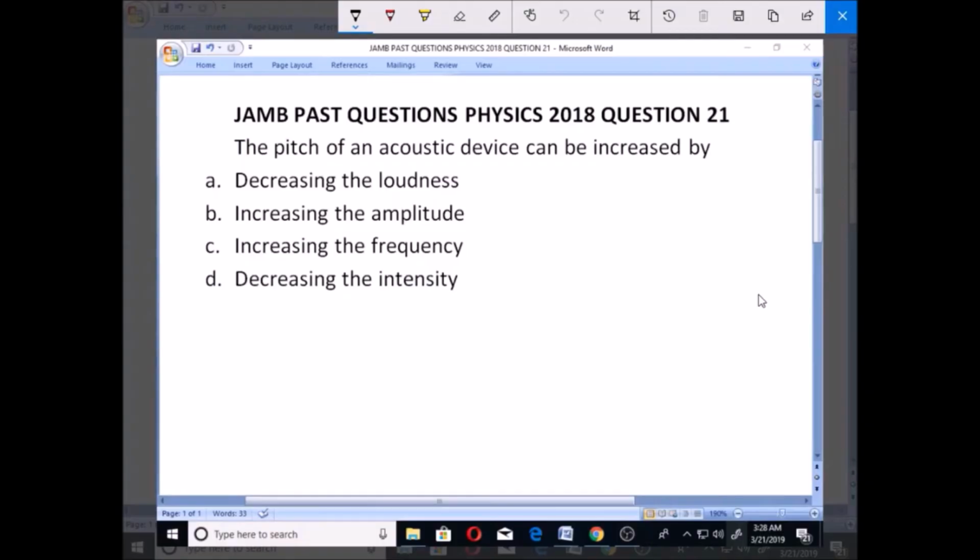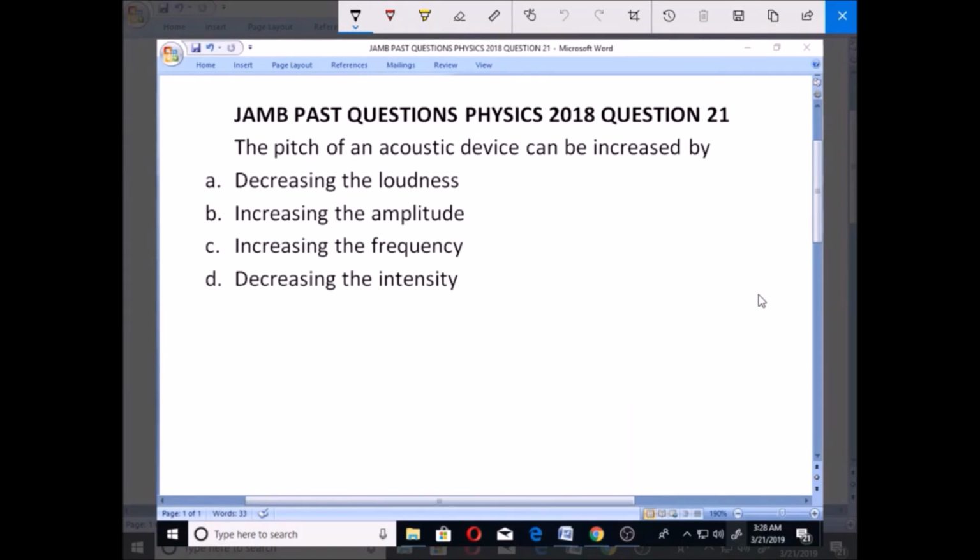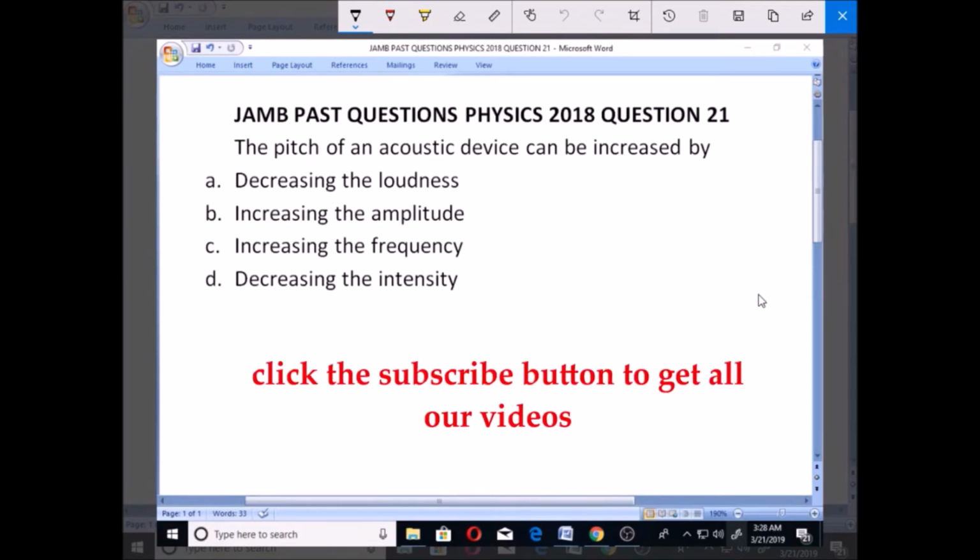Let's look at this question number 21 for JAMB Past Question Physics 2008. The pitch of an acoustic device can be increased by A. Decreasing the loudness, B. Increasing the amplitude, C. Increasing the frequency, D. Decreasing the intensity.